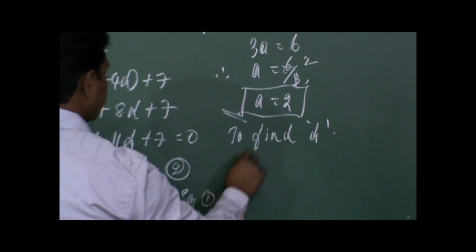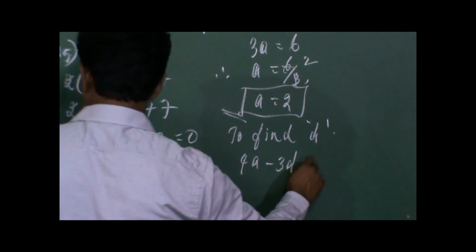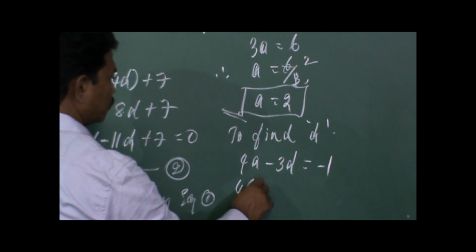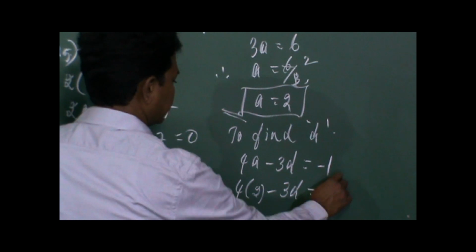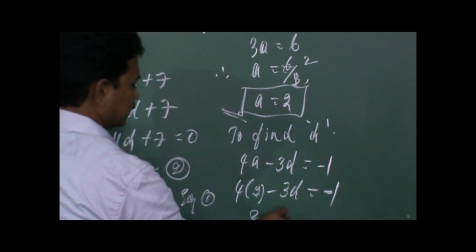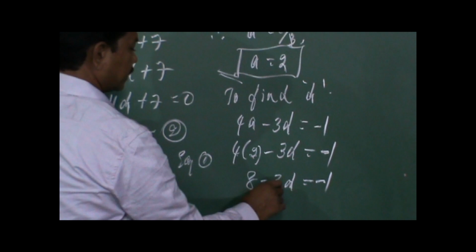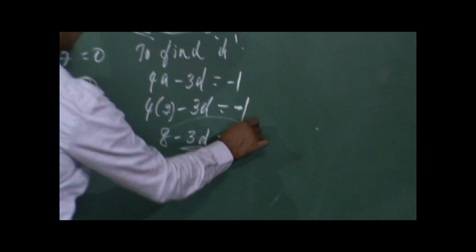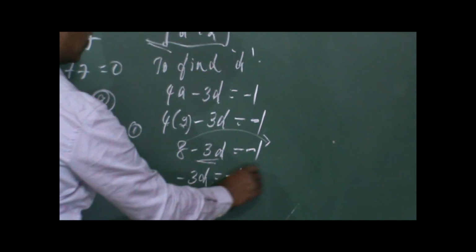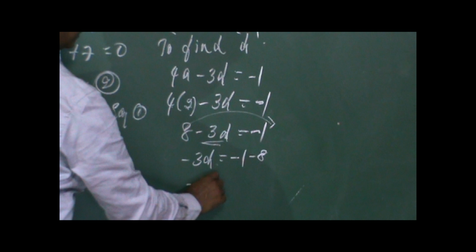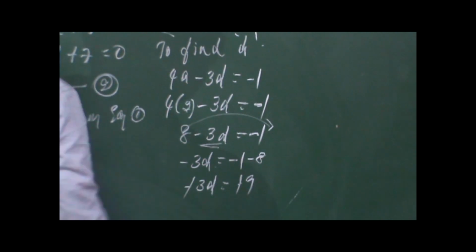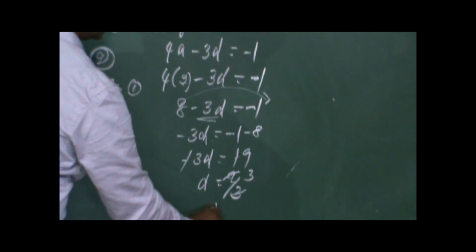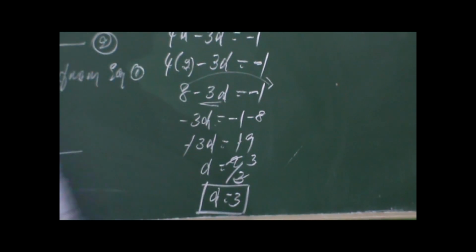So let us take this. 4a minus 3d is equal to minus 1. So substitute the value of a in this. So 4 into 2 minus 3d is equal to minus 1. 4 2s is 8, minus 3d is equal to minus 1. Minus 3d, let it be here in the LHS. So transpose this 8 constant to the RHS. So that becomes minus 1 minus 8. So minus 3d is equal to minus 9. Minus minus cancels, so d is equal to 9 by 3, 3 3s are 9, so d is equal to 3. So the value of d is 3.